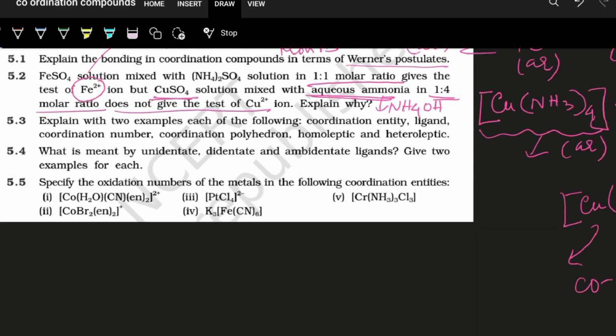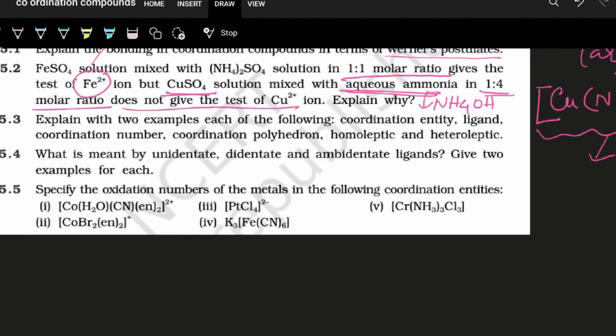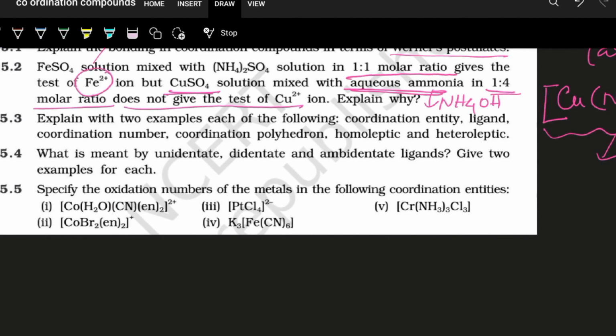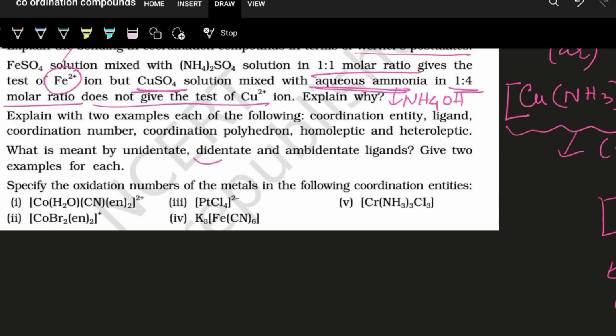Next, explain with 2 examples: coordination entity, ligand, coordination number, coordination polyhedron, homoleptic, heteroleptic. These terms you have seen over here. What is unidentate, bidentate, ambidentate? You have seen over here. Do practice the difference between a didentate and ambidentate ligand, which I have already told you. Specify the oxidation numbers. Let us see one by one.